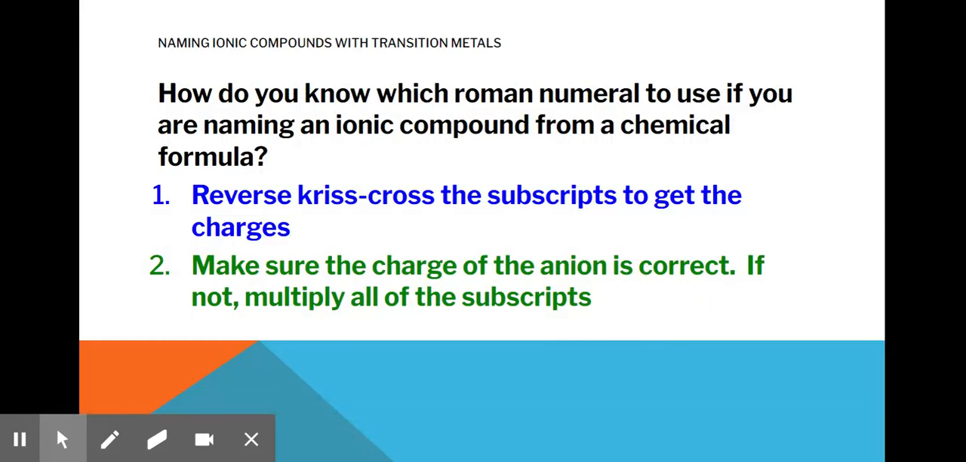So quick reminder, this is how you figure out the Roman numeral that you're supposed to use. If you are given the chemical formula, you're going to do a reverse crisscross, check if the anion, the nonmetal charge is correct, and if it is, then put the charge that's on the metal in parentheses next to the metal. If it's not, then multiply all of the subscripts by the same number and write the charge on the metal in parentheses next to it.